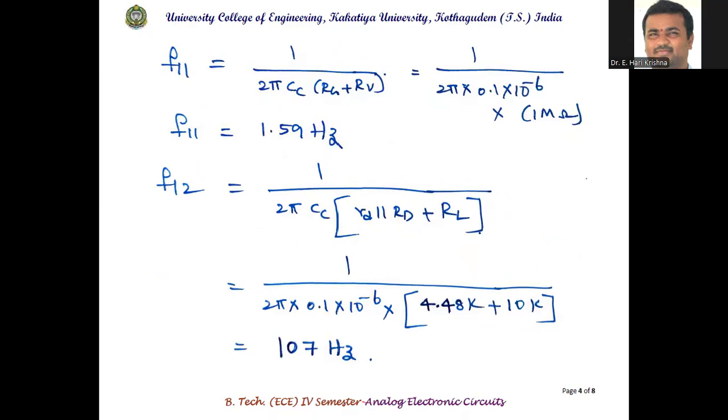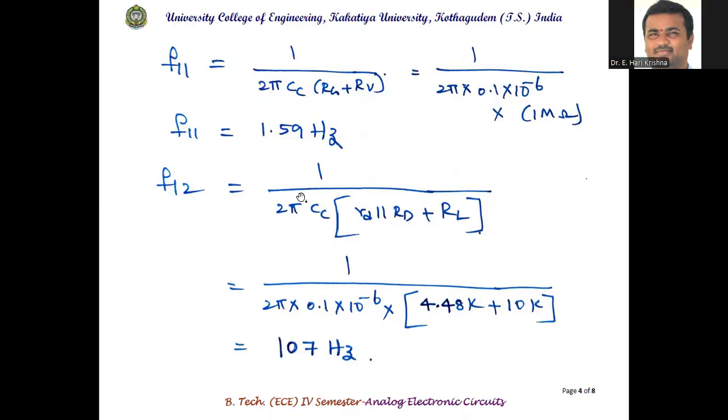So F11 is equal to 1 by 2 pi Cc (Rg plus Rs). 1 by 2 pi, Cc is 0.1 microfarad, that is 0.1 into 10 power minus 6, multiplied by 1 mega ohm. And making the calculation, F11 is 1.5 Hz. Very small, 1.5 Hz.